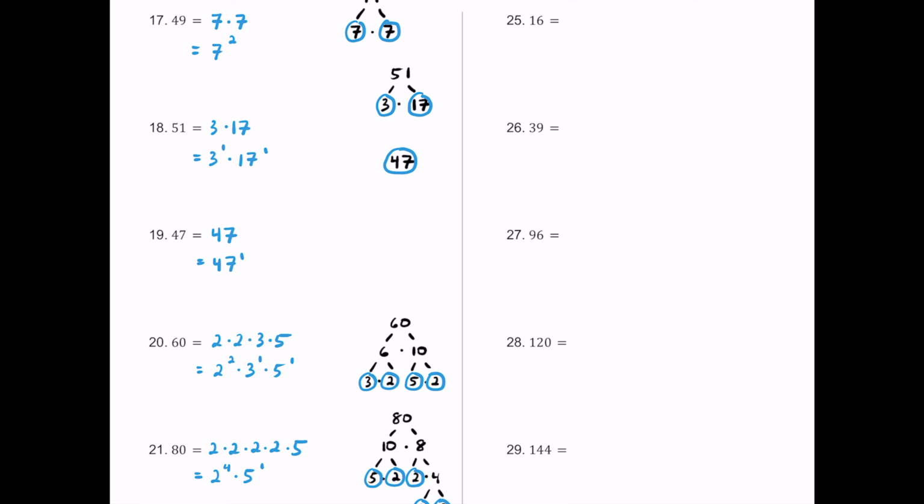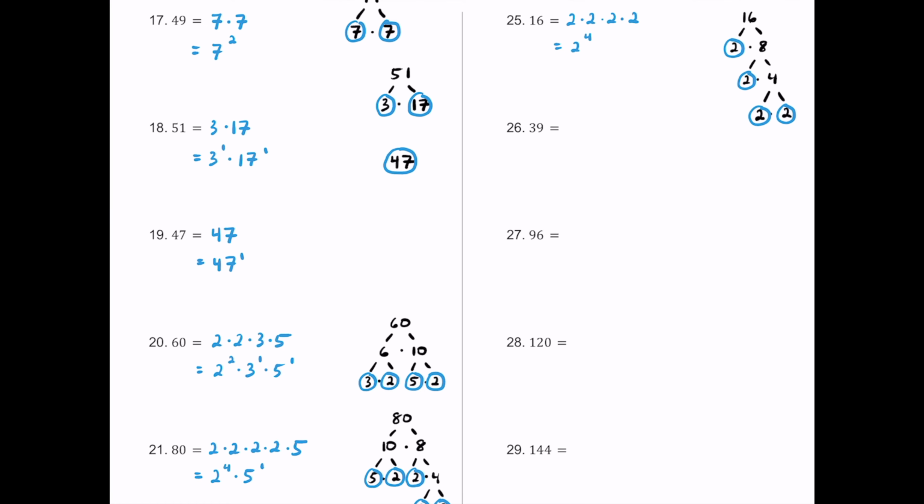We have the number 16, so I'm going to go ahead and write 16. And thinking 2 times 8. 2 times 8 is going to be 16. 2 is prime. 8 can break down into 2 times 4. Again, this 2 is going to be prime, and this 4 can be broken down a little further into 2 times 2. And so I think we are now done. 16 is the same thing as 2 times 2 times 2 times 2, also known as 2 to the 4th power.